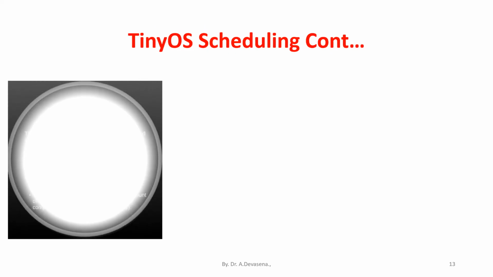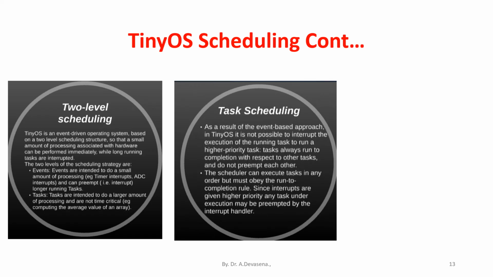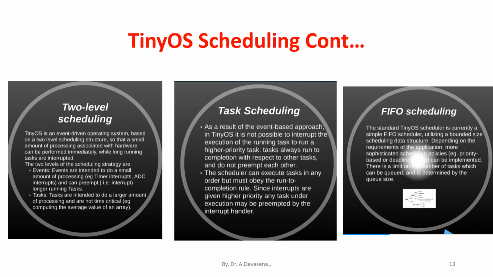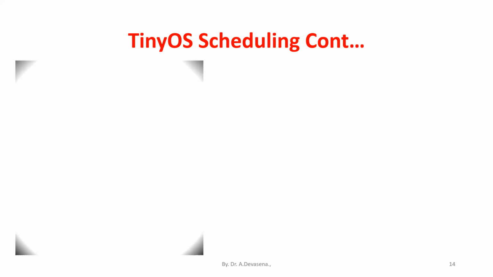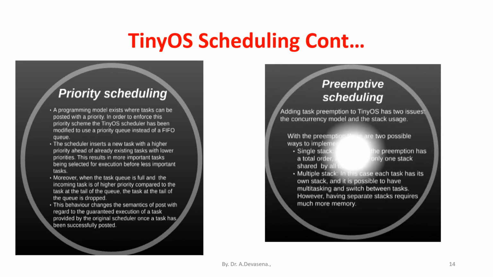Two-level scheduling, task scheduling, and FIFO scheduling are done. Priority scheduling and preemptive scheduling are also done in TinyOS scheduling.